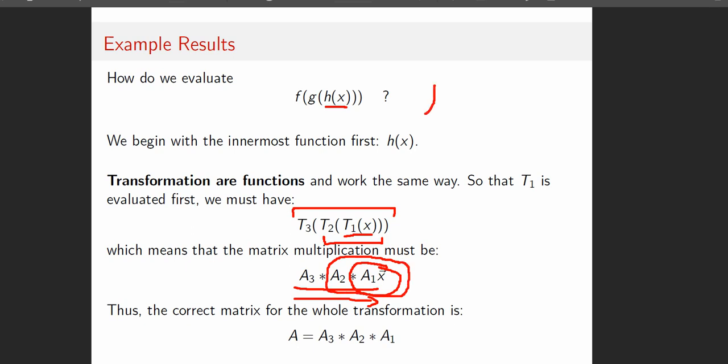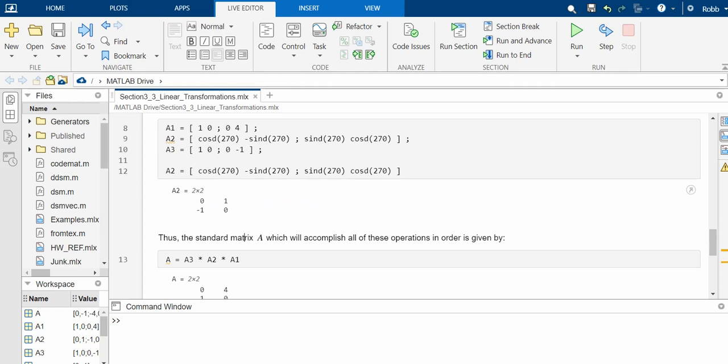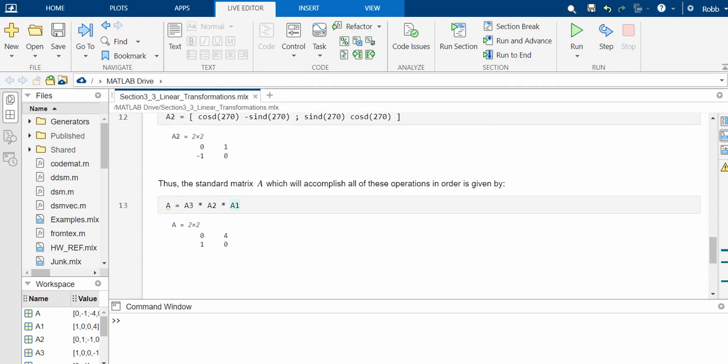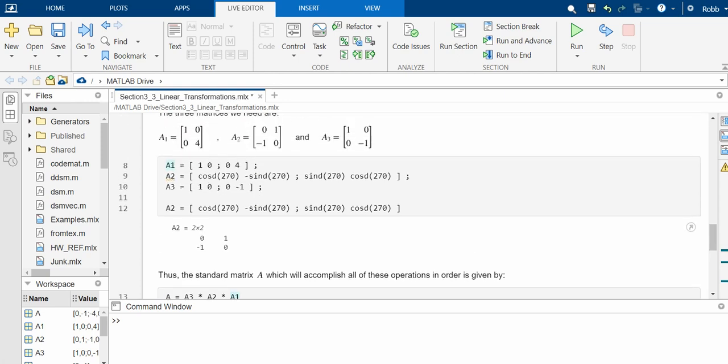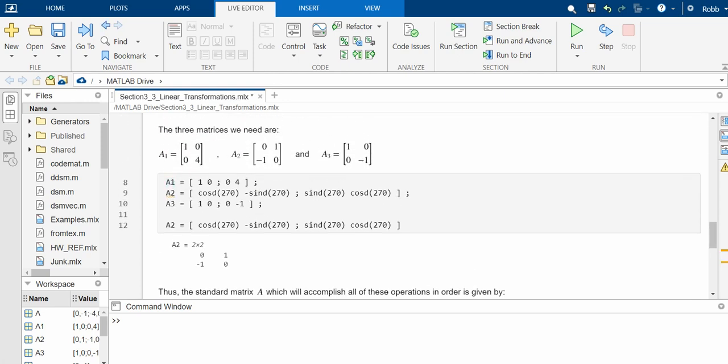So remember, transformations are functions. It's not just like functions, they are functions, so they behave exactly the same way. To get this transformation, I need to do this matrix multiplication, which of course I'm going to do in MATLAB.